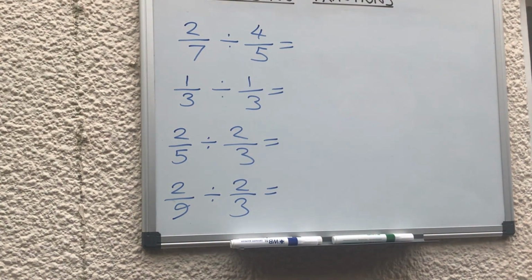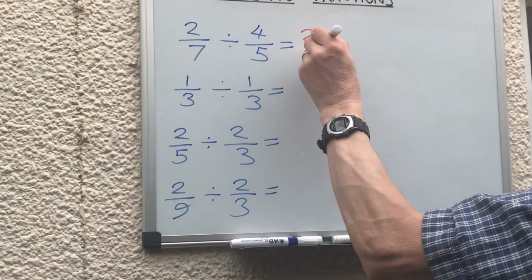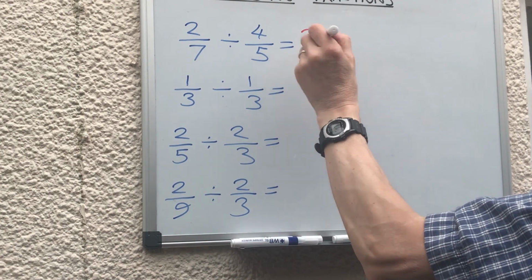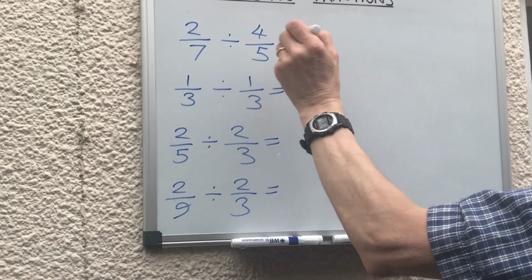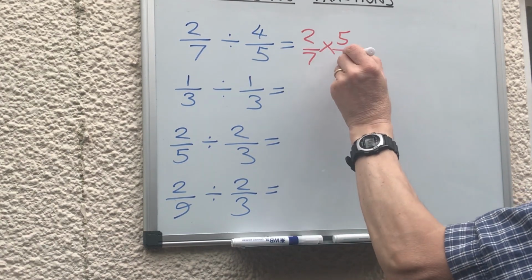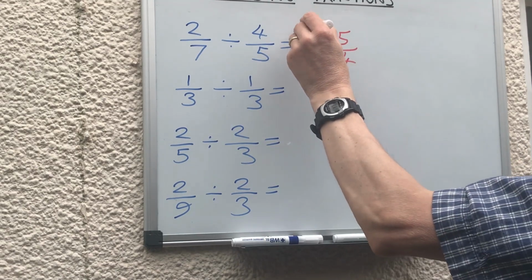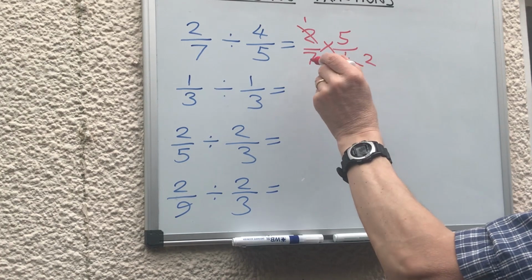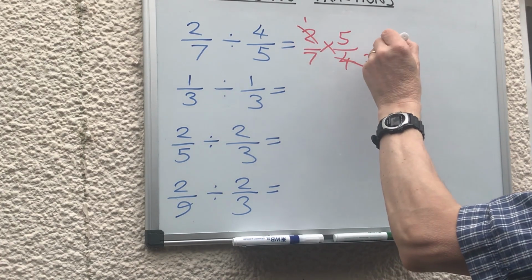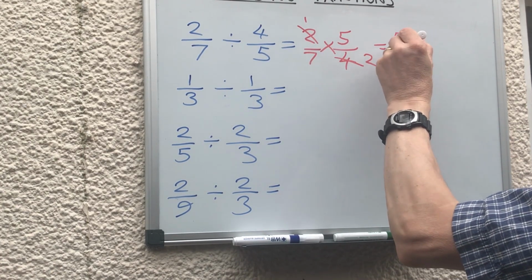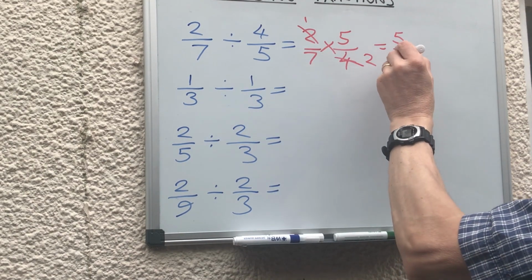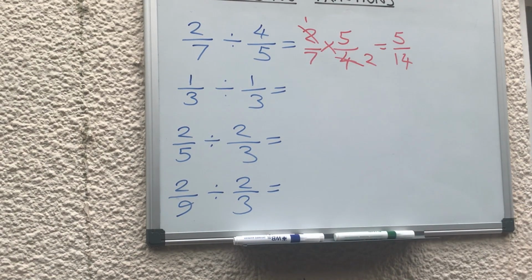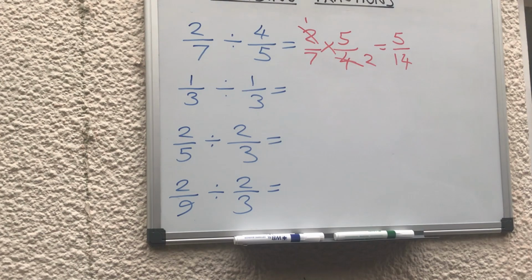So, question 1. We write out our 2/7 again, multiply by, we're going to invert that, 5/4. Right, we can cancel that to give ourselves a 1 up there and a 2 down there. So 1 times 5 is 5, and then 7 times 2 is 14. So the answer to question 1 is 5/14.